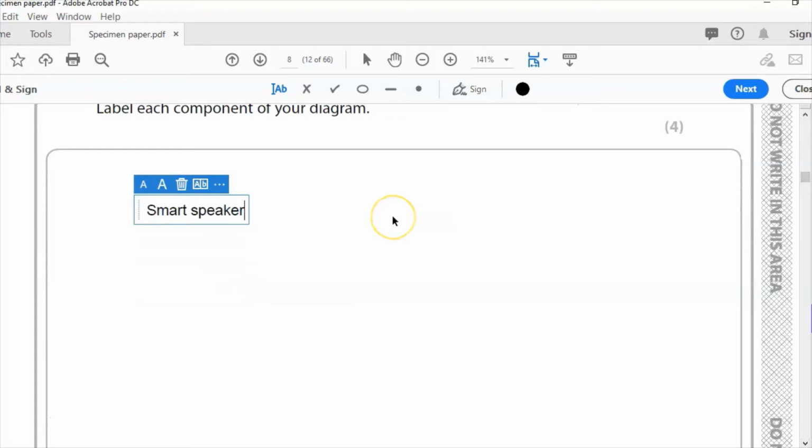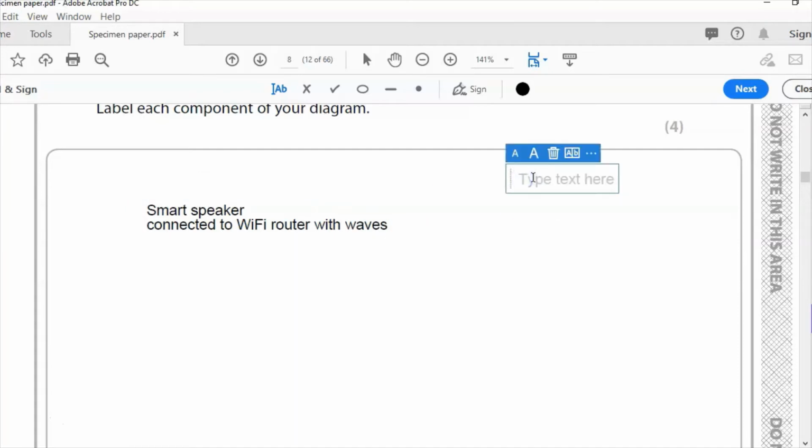So, connected to Wi-Fi router with waves. That would need to be connected to the Wi-Fi router with waves. And I'm going to put my Wi-Fi router here. Okay, so I'd need to represent the waves, a wave there coming across. Then, router to either include or be connected to a gateway.